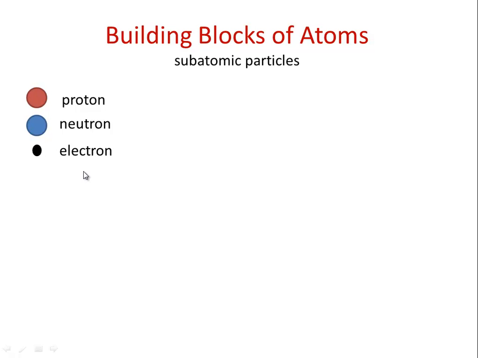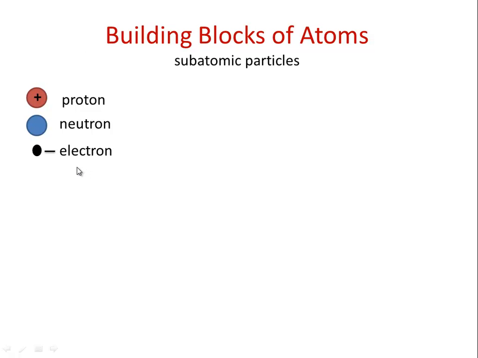And as you probably remember, do you remember what the charge is on a proton? That's right, it's positively charged. What's the charge on a neutron? Hopefully you said no charge, or zero, and that's true. Neutrons have no electrostatic charge, and electrons have a negative charge. So these are the three subatomic particles that we'll be dealing with in chemistry this year.